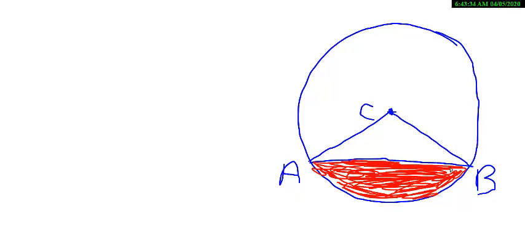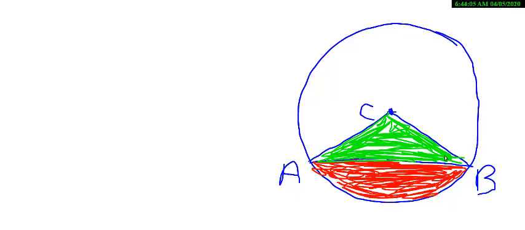So first of all, you find the area of the sector bounded by the two radii and the arc AB. You then subtract the area of the triangle, which I'm going to make green. I have to find the area of the triangle and then subtract it from the area of the sector. It will give me the area of the segment.